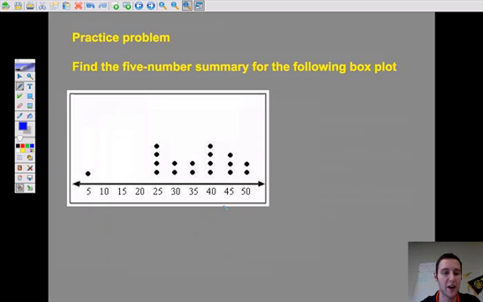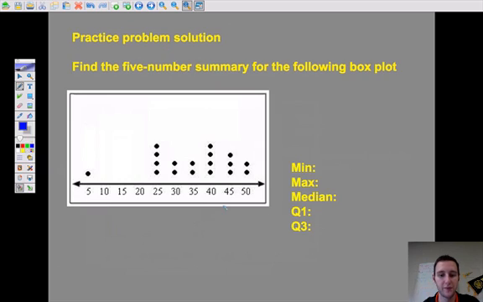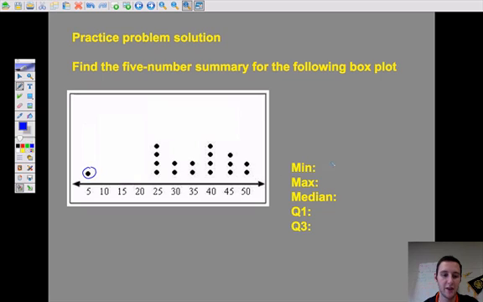Here is the last practice problem then. So it's got this box plot. Find the 5-number summary for this box plot. Okay, so pause and then unpause when you're ready for the solution. Okay, so here it looks like the minimum is 5. The maximum is up here at 50. The maximum occurs twice. We're going to go ahead and find the median. We'll just start crossing off values.